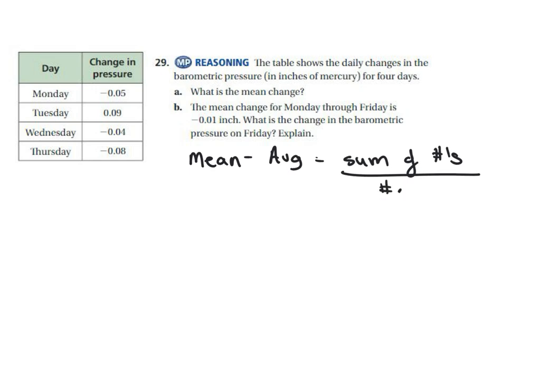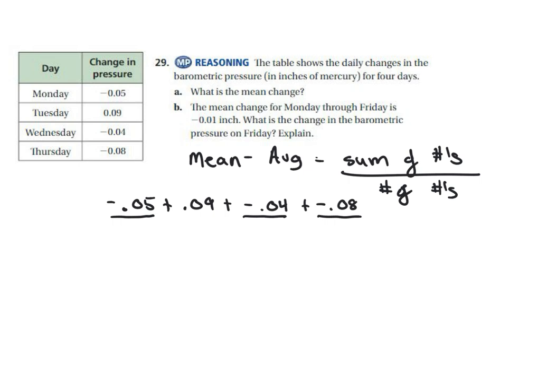Divided by the number of numbers. So here we have to add all of these decimals. 0.05, well, that's negative, plus 0.09, plus negative 0.04, plus negative 0.08. Everything's addition, so let's add our negatives first because we can use the commutative property. So let's add our negatives.